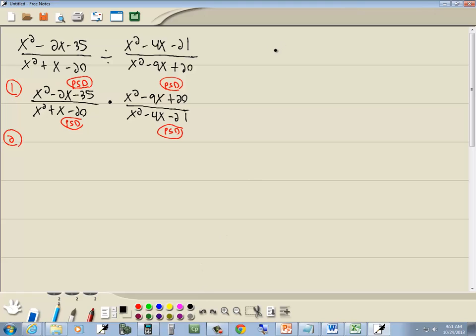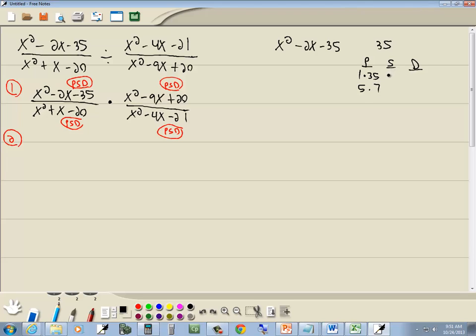Okay, let's look at the first one. We got x squared minus 2x minus 35. With PSD, we take the number at the end, which is 35, ignoring the sign, and come up with 3 columns. P for product. Write down all products that give us 35: 1 times 35, 5 times 7. I guess those are the only ones.